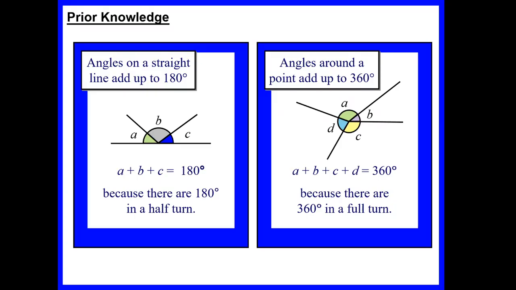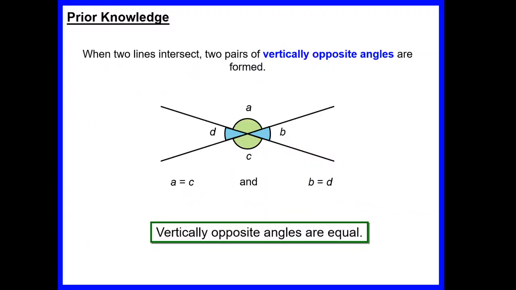So this is what you should know already from previous lessons before you start today's lesson. You should know that angles on a straight line add up to 180 degrees because there are 180 degrees in half a turn. You should also know that angles around a point add up to 360 degrees because there are 360 degrees in a full turn. We should know that when we have two straight lines that intersect, they form two pairs of vertically opposite angles. So A equals C and D equals B, and we use the reason vertically opposite angles equal to describe those.